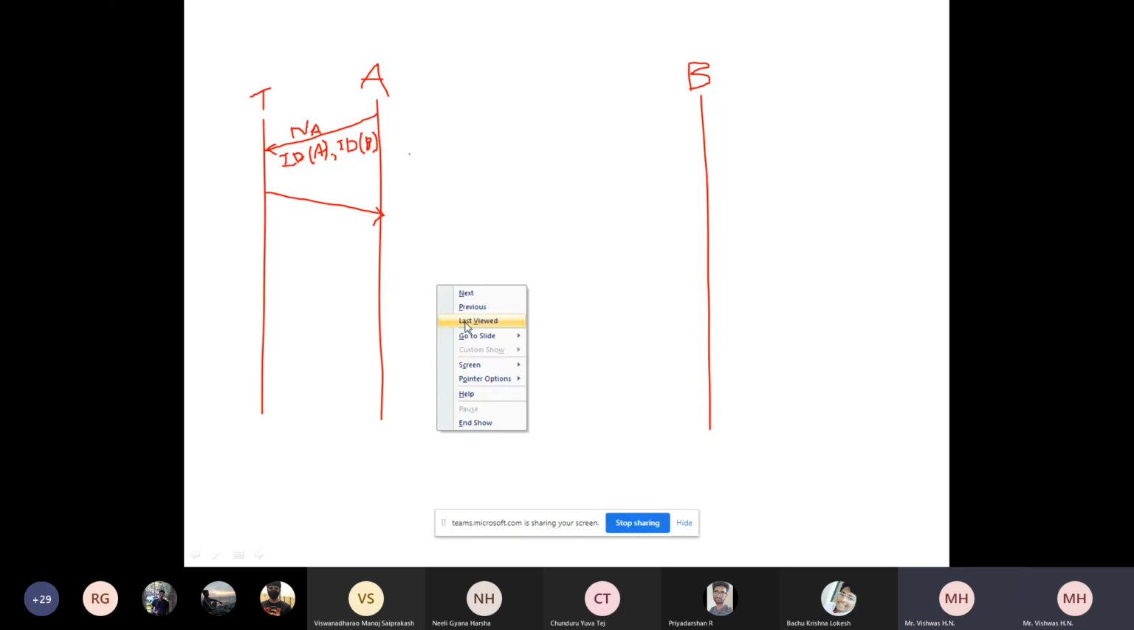Okay. So let me take the pointer again. So here, I will write it here, student. It will be a little long. So what I will do, this trusted third party will send some data to A, and what will be that data? The data will be nonce of A, because it is a challenge, it has to send nonce of A again.